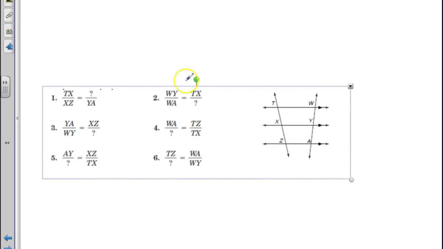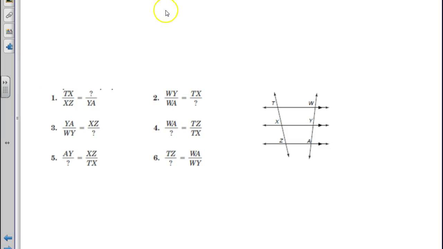All right, so let's check this out. We're going to talk about proportional here, and then we'll look at some numbers in just a second. So I see that these 3 lines are parallel. So TX over XZ, so this section over this section is equal to something over this section. So what's missing that matches? Yeah, WY.